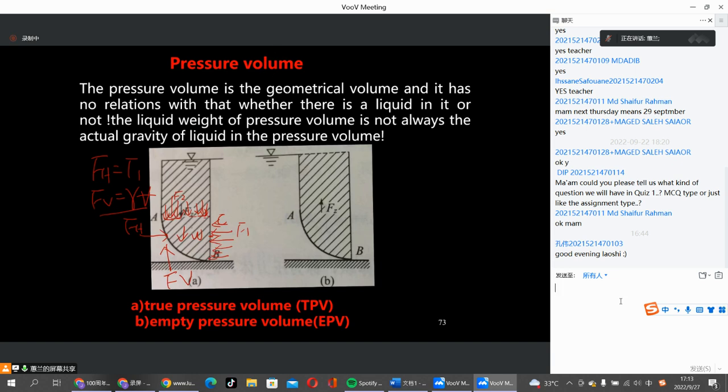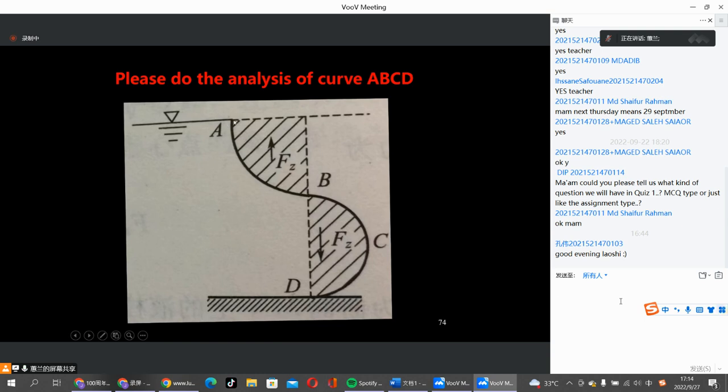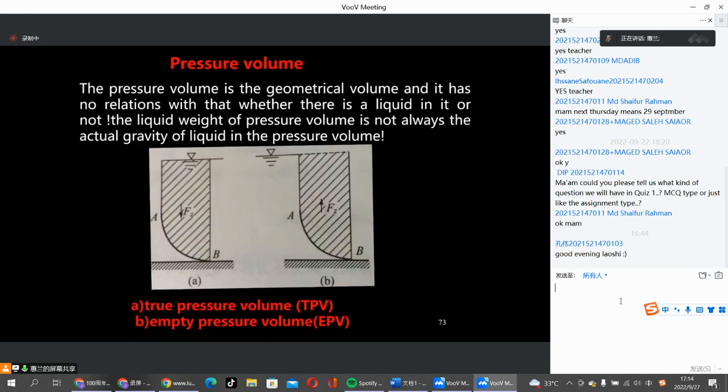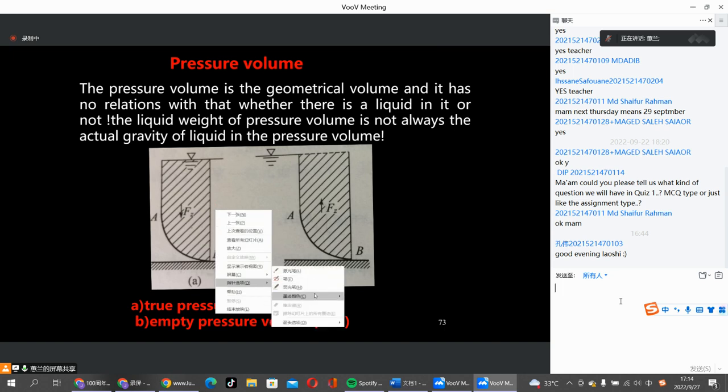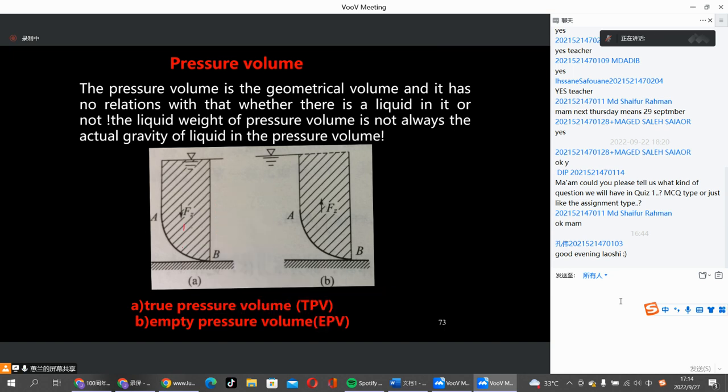However, for figure A, it's easy to find out. For figure B, we find out, so again, sorry, I forgot to mention that for the force acting on the curve AB, the FV should be downward, right? I mean, the vertical force by the fluid on the curve AB should always be downward, right?